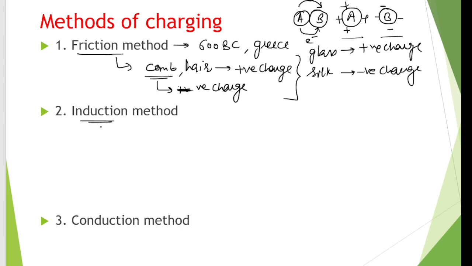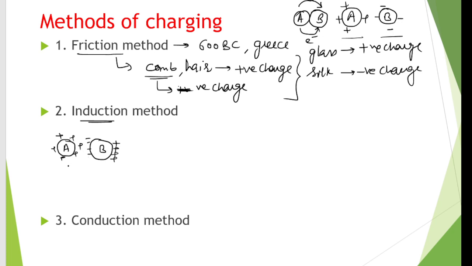Now for the induction method, one body should be already charged. For example, let we have a charged sphere and let it have a positive charge on its surface. Let this body be A. When it is brought near to another body B which is uncharged, then its near face will acquire a negative kind of charge and the far away face will acquire a positive kind of charge. This phenomenon is called induction.